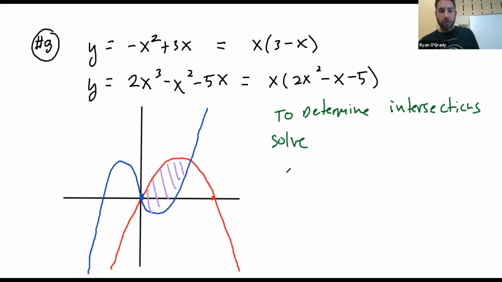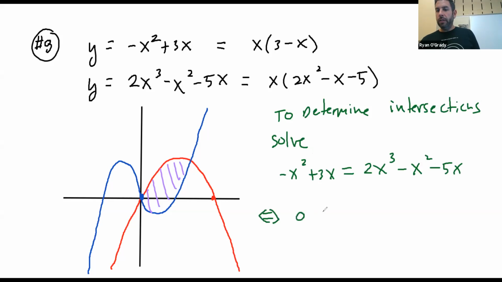So you solve negative x squared plus 3x equal to 2x cubed minus x squared minus 5x. And how do you solve this? Well, what I'm going to do is I'm going to take everything to one side. I'll put 0 on the left. This becomes 2x cubed. And then the x squareds do what? Cancel out. So when I take 3x to the other side, I get minus 8x. Negative 5 minus 3 is 8.